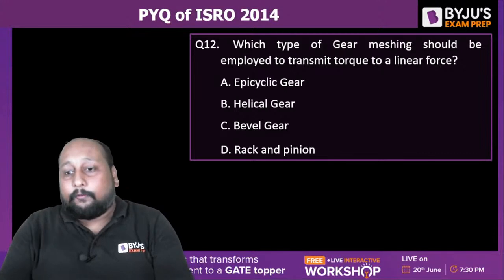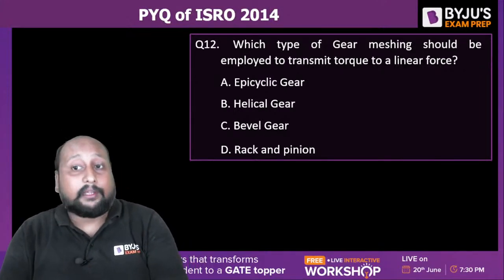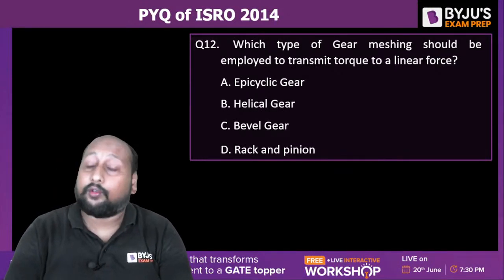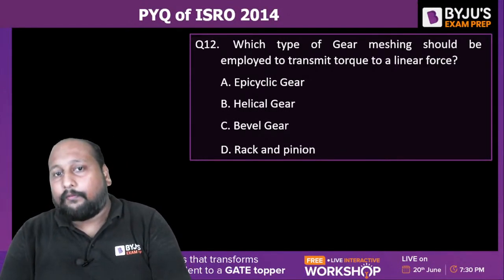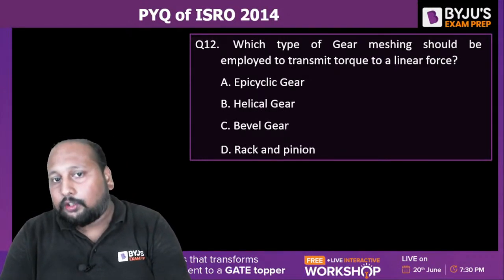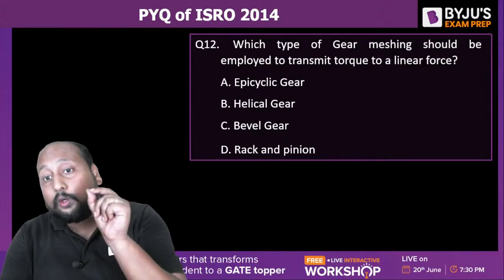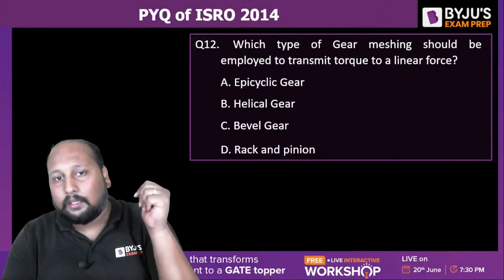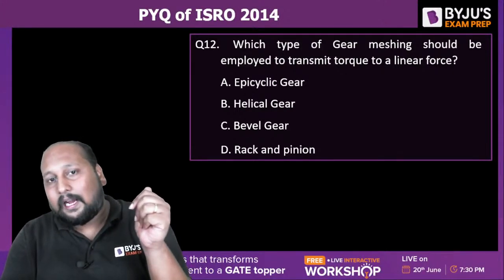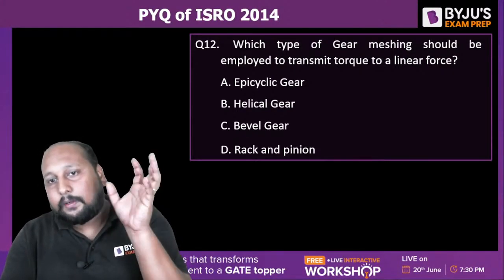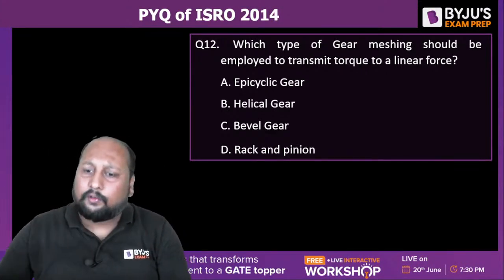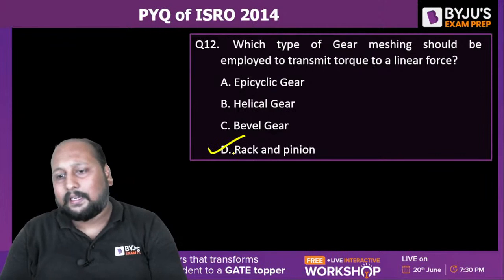Haan. Which type of gear meshing should be employed to transmit torque to a linear force? Simple question. Epicyclic, helical, bevel or rack and pinion? In which of the following gear we are basically trying to transmit the torque to a linear force? Simple question. In a rack and pinion, we are getting a linear force. Option D is the correct answer.